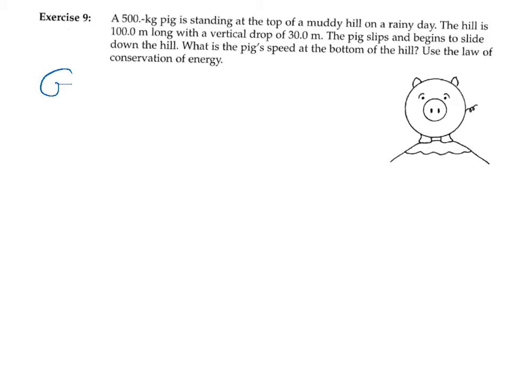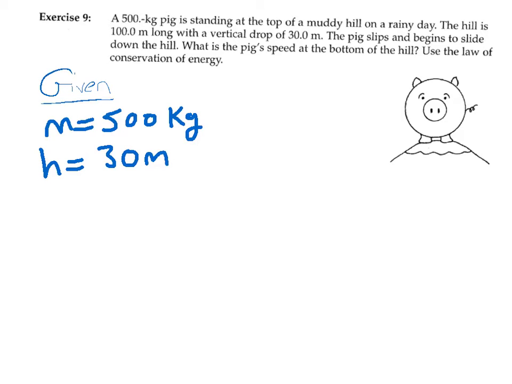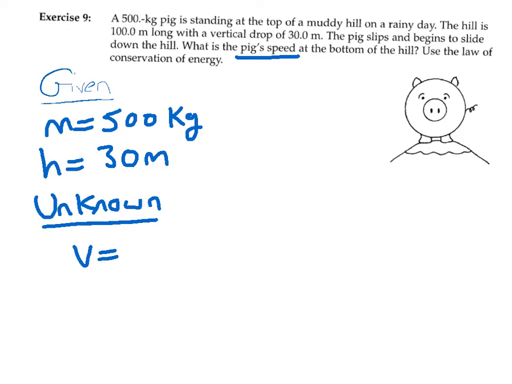First, we're going to list our given information. We have a mass of 500 kilograms, and then we have a 100-meter long hill with a vertical drop of 30 meters. Since the pig is getting all the energy from potential energy, essentially from being on top of a hill, it's the vertical height that we want to look at, because gravity is not going to affect the horizontal motion. That's all we need to do this problem. And our unknown variable is, what is the pig's speed?